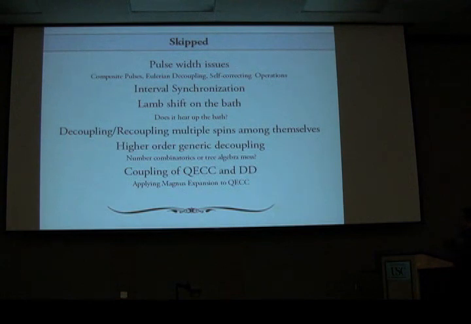I didn't talk much about decoupling and recoupling multiple spins. I didn't say anything about real higher order generic decoupling, because concatenated sequences are not real higher order. They're somehow renormalized higher order. So we don't know what to do there. We're working on it. And I didn't really say how to blend QECC and dynamical decoupling, because they use different pictures for mathematically representing things. So we are thinking of applying Magnus expansion to QECC so that we can combine it with dynamical decoupling. So that's it. Thank you very much.